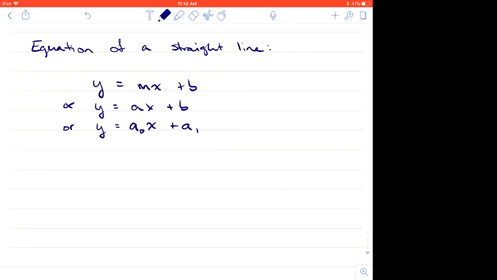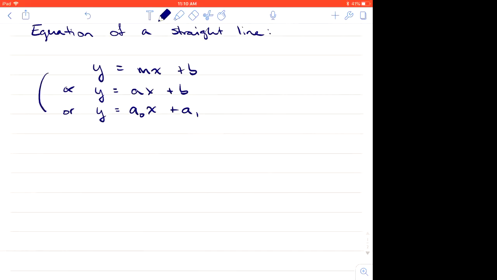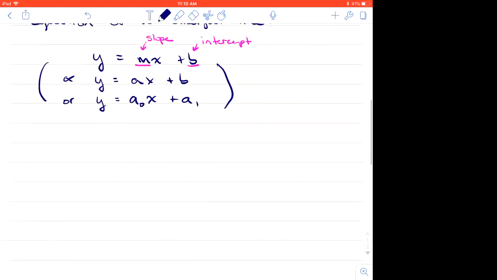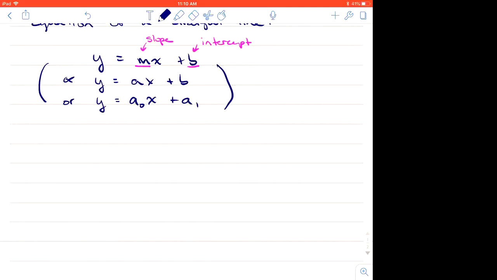Okay, so these are optional, just to show you what's going on. So we have m, which is going to be your slope. In general, whatever's attached to the x, that's your slope. And whatever's on its own, the b, is the intercept. So we have to keep track of those.